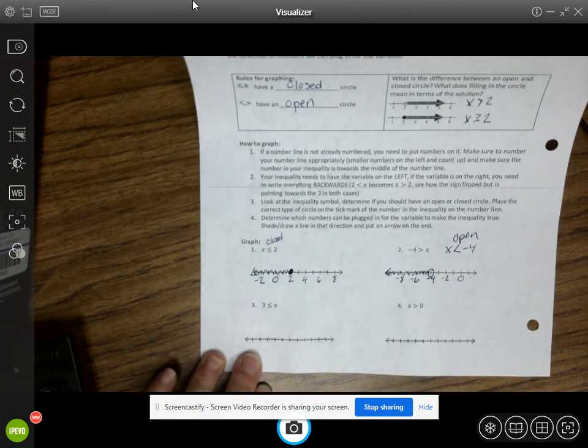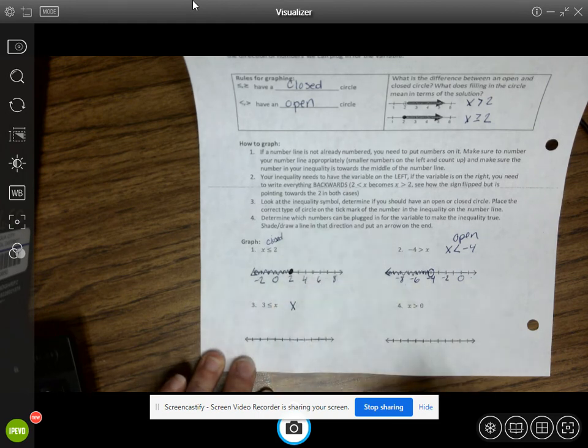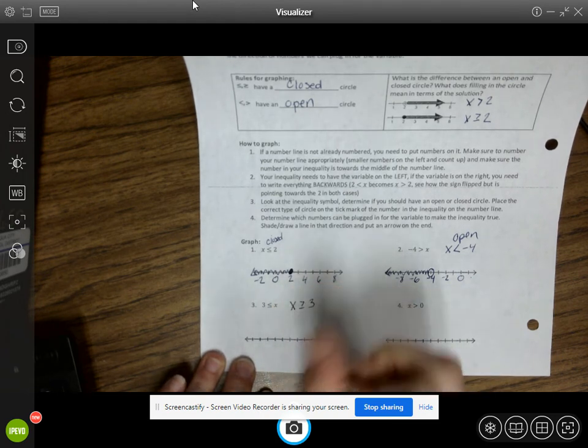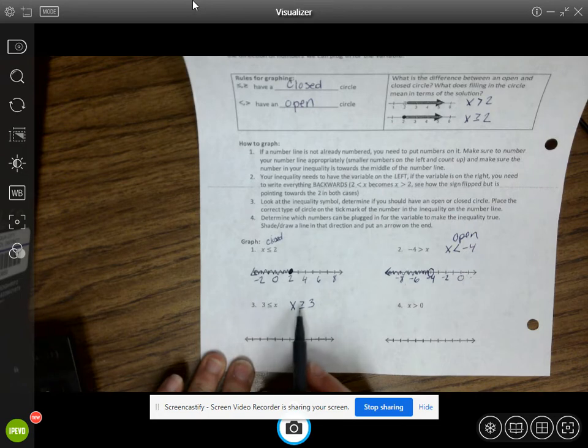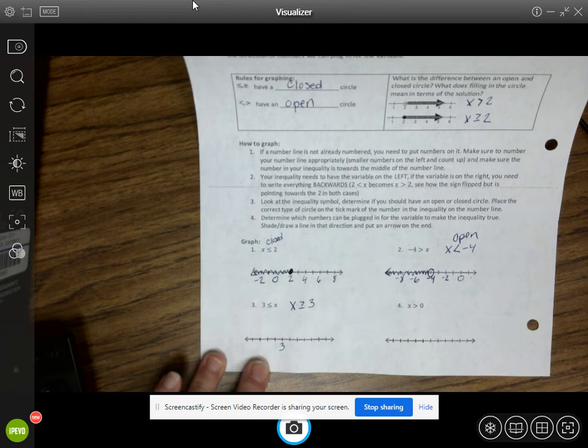Try 3 and 4 on your own. Pause the video, try them, and then come back. Now hopefully you notice the number 3, your variable is not on the left. So I need to flip it all around. It's pointing towards 3. It needs to stay pointing towards 3. Then you're going to put your number somewhere in your number line. Make sure 3 is somewhere towards the middle.